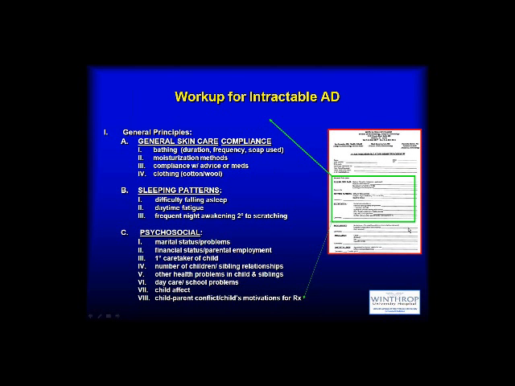So we came up with this, actually, put together from many different sources, a checklist for intractable pediatric atopic dermatitis. And what it involves is a good history of the patient and to rule out all other possible causes of the eczema. So the general principles, we ask them how they bathe, how they moisturize, what is their compliance with medication, the clothing, the sleeping patterns is very important, quality of life.